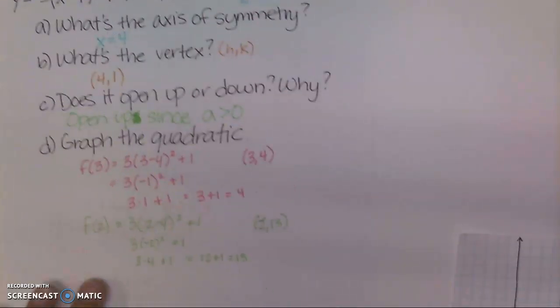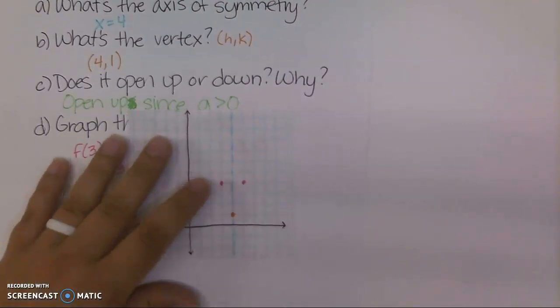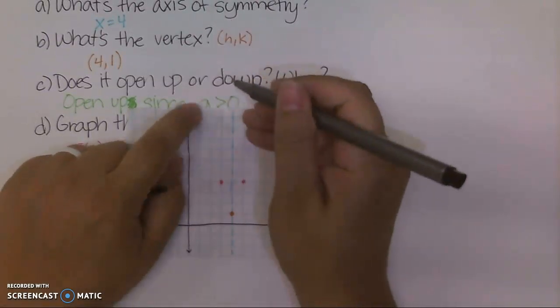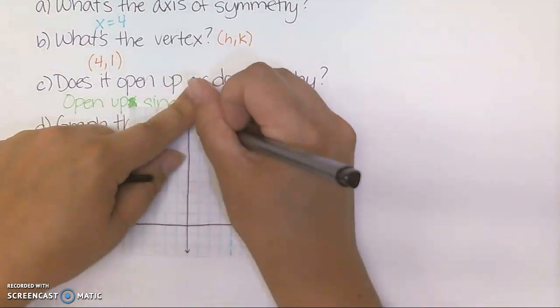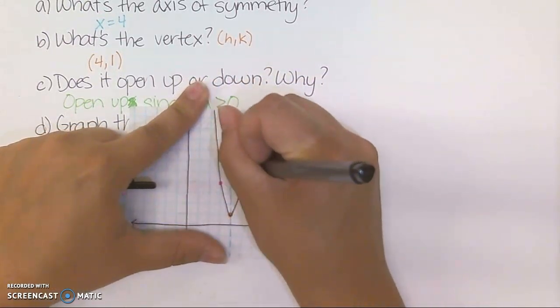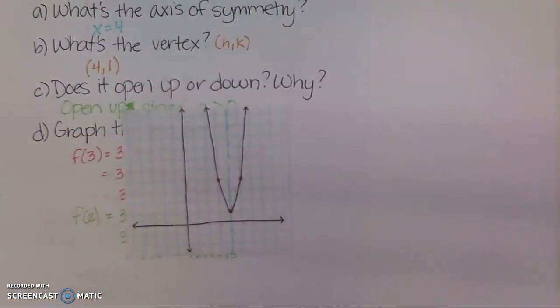So 2, 13. That is going to go off the graph because my graph does not go up that far. 4, 5, 6, 7, 8, 9, 10. Yeah, it only goes up to 11. So my graph does not go up that far. So I know, though, that my point over here is going to be way up here. So I need to make it super skinny. And there you go. So you just graphed your quadratic in vertex form.